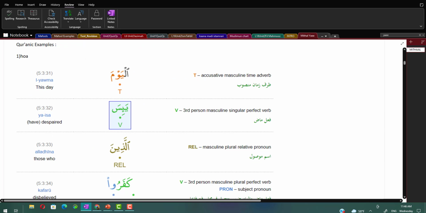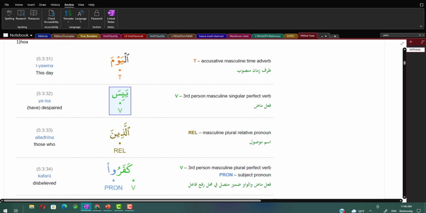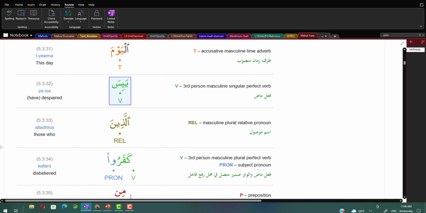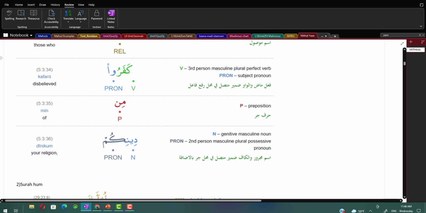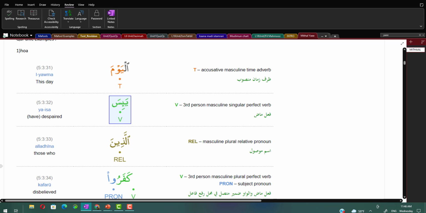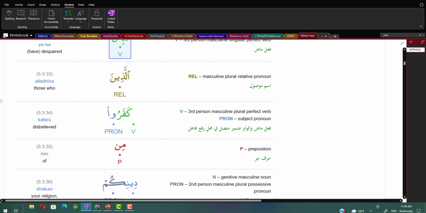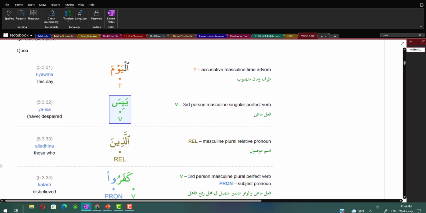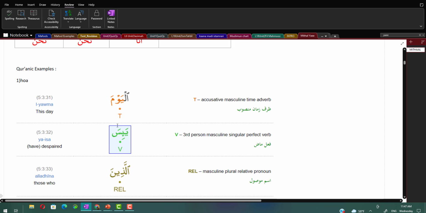And the Quranic examples are: A'udhu billahi minash shaitanir rajim, Bismillahir Rahmanir Rahim. Al-yawma ya'isa alladhina kafaru min dinikum. This day, those who disbelieved have despaired of your religion. So ya'isa is third person masculine singular, huwa.